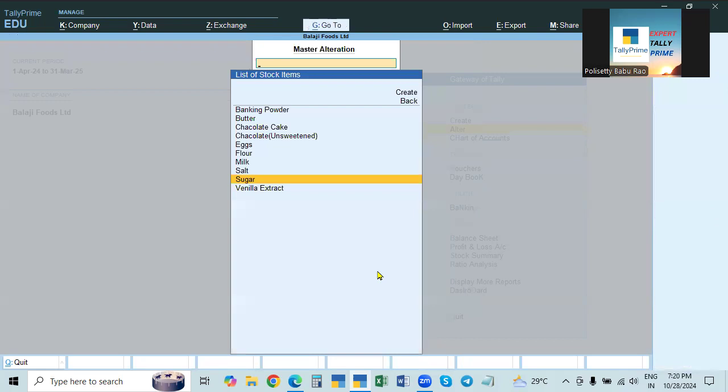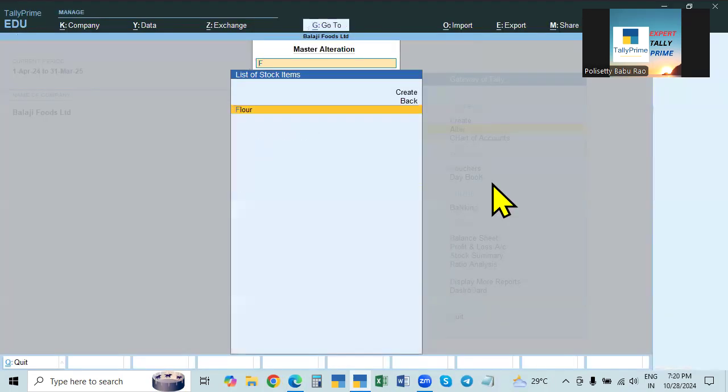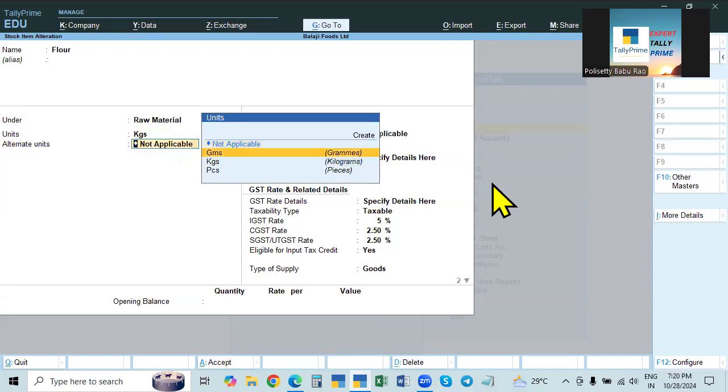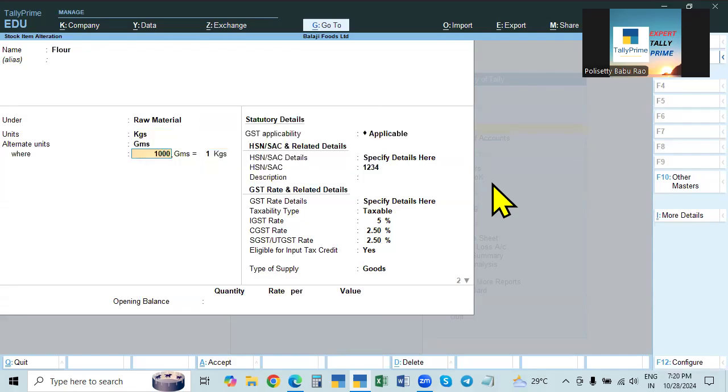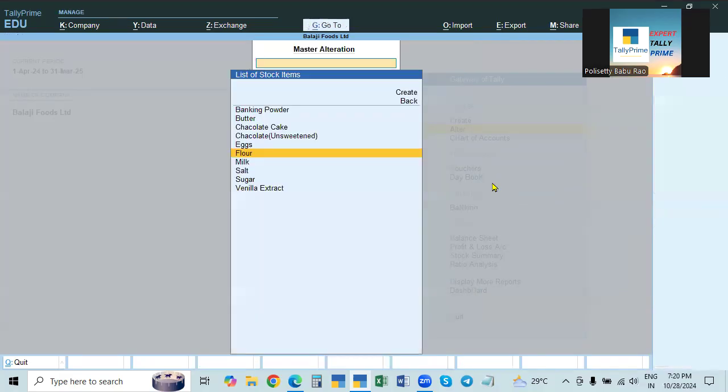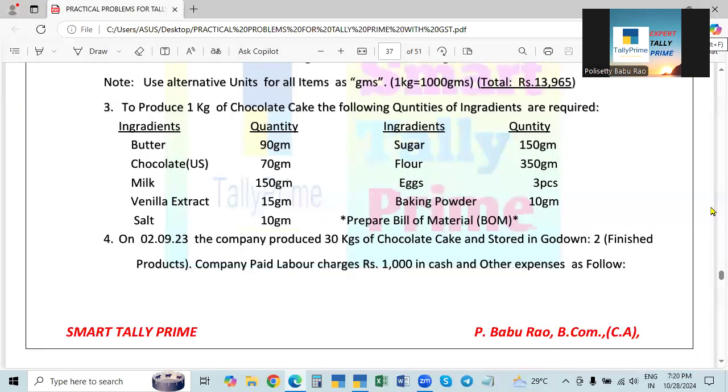Okay, and then flour. We take flour. So raw material kgs and alternate unit grams. 1000 grams is equal to 1 kg. This is taxable and it is given 5%, and the reporting unit is kgs. Over.